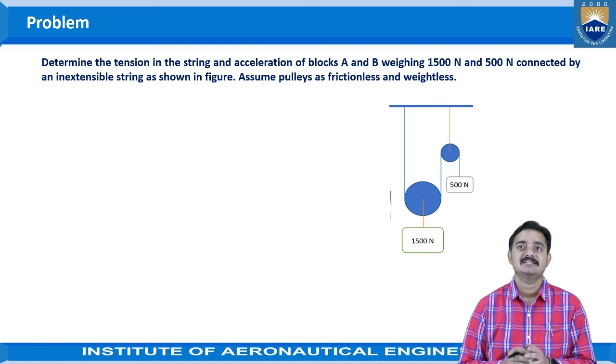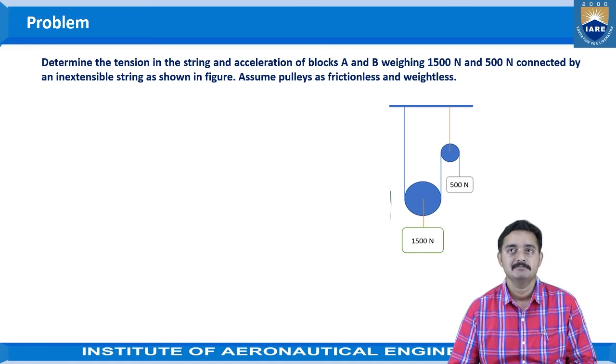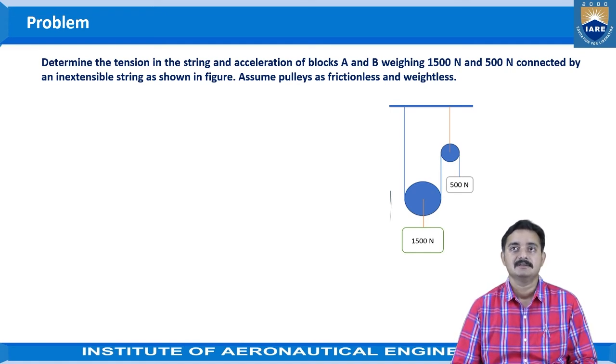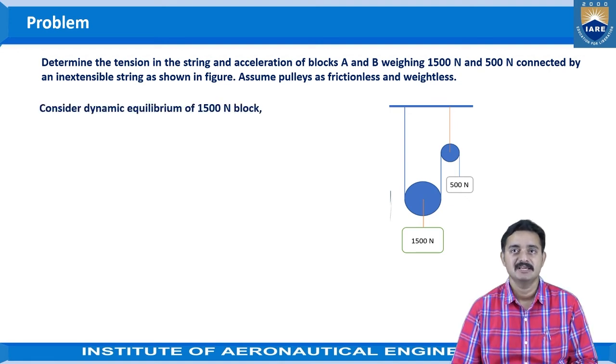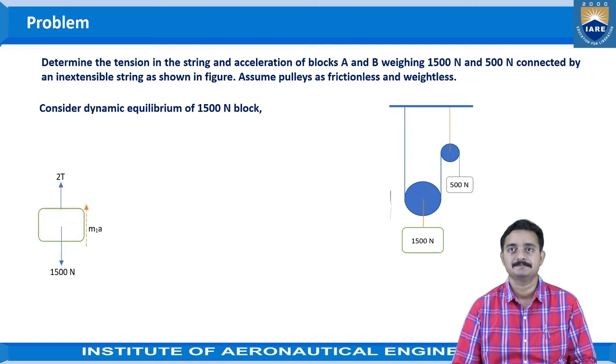Now coming to the connected bodies which are involved in the pulleys here. The problem given is: determine the tension in the string and acceleration of blocks A and B weighing 1500 newtons and 500 newtons connected by an inextensible string as shown in figure. Assume pulleys are frictionless and weightless. So as per the given figure, consider the dynamic equilibrium of 1500 newton block.